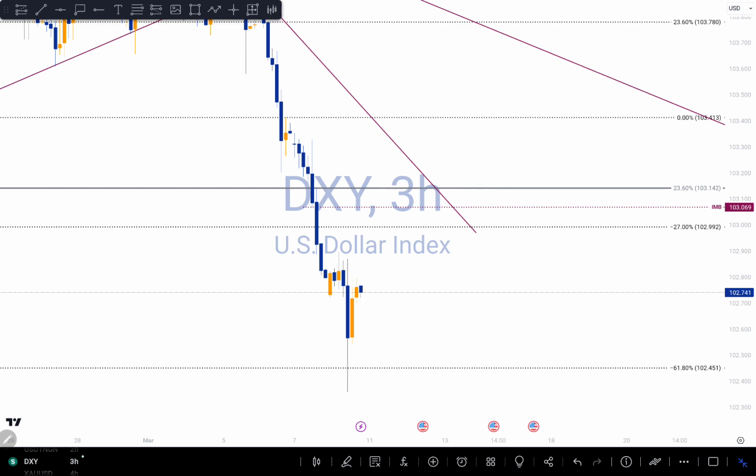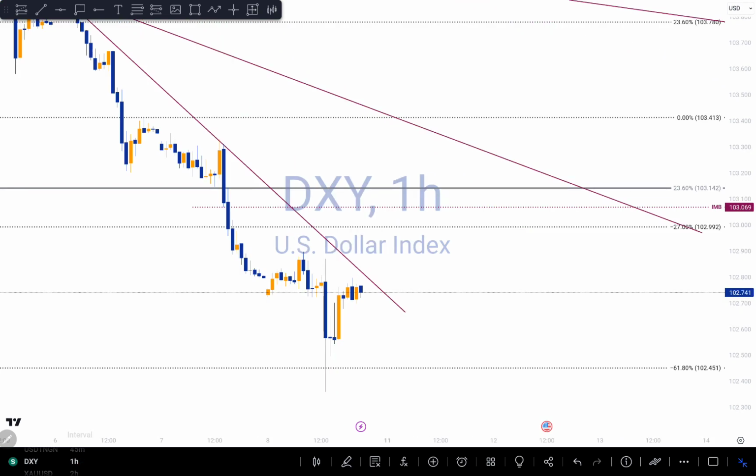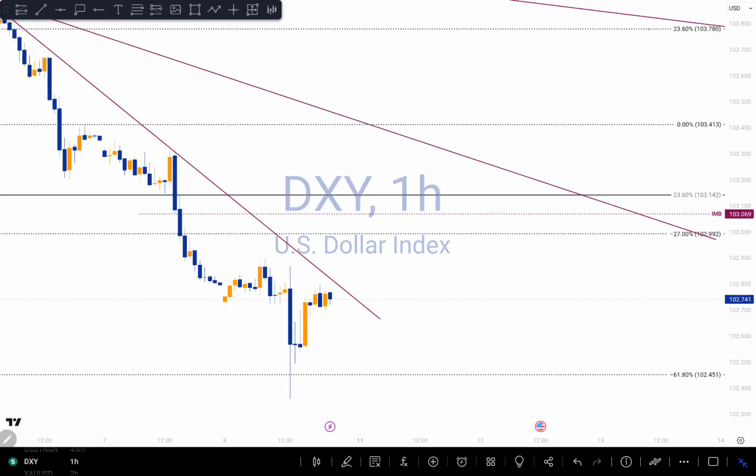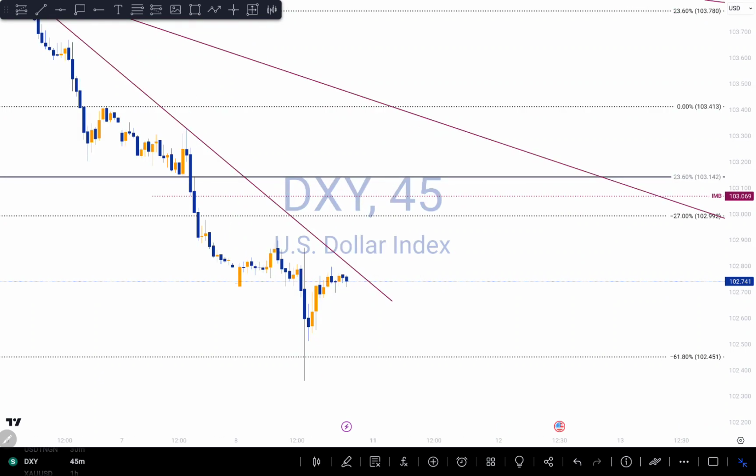But let's go to a much smaller time frame and see. Apart from this candlestick right here, I'm not seeing anything right now. Let's go to a much smaller time frame to see.